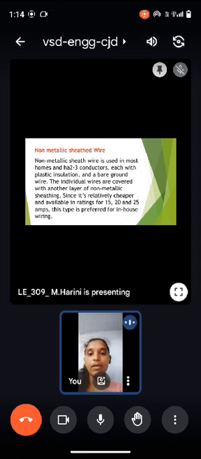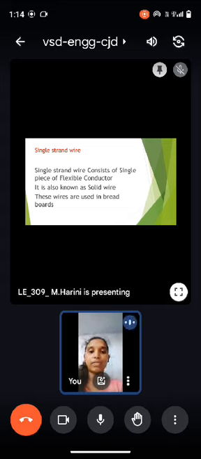Non-metallic sheathed wire. Non-metallic sheathed wire is used in most homes and has two conductors, each with plastic insulation, and a bare ground wire. Since it is relatively cheaper and available in ratings of 15, 20, 25 amperes, this type is preferred for in-house wirings.